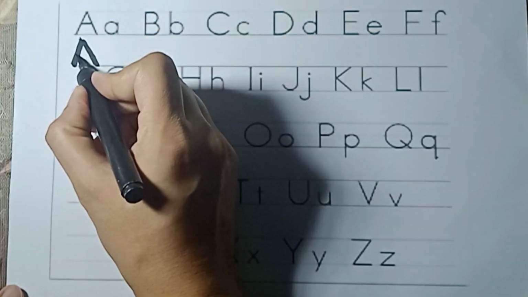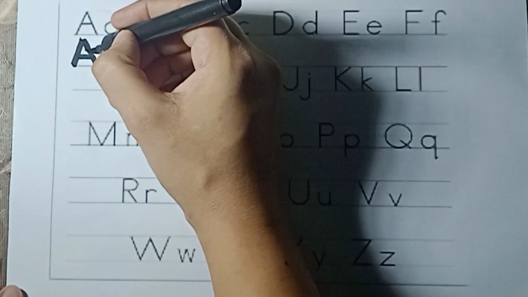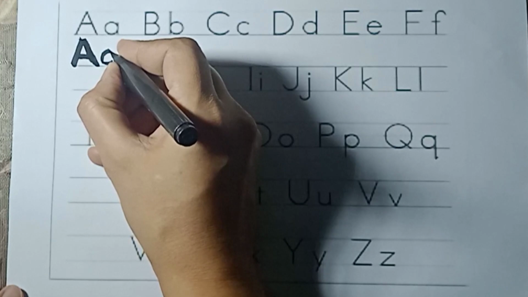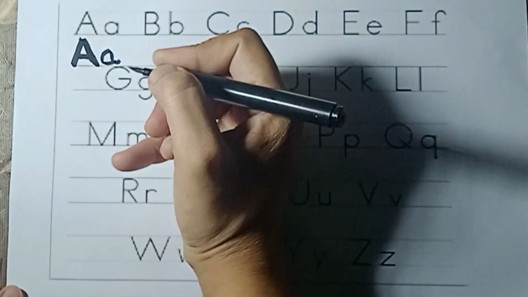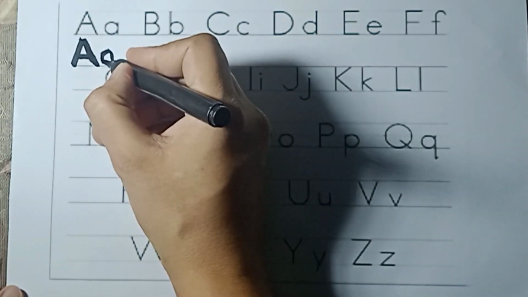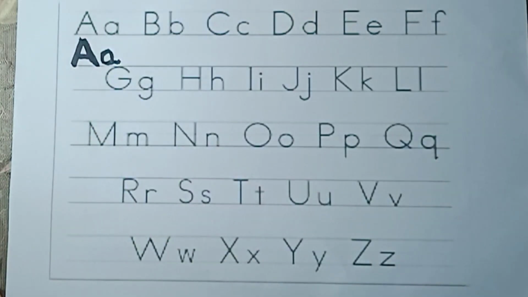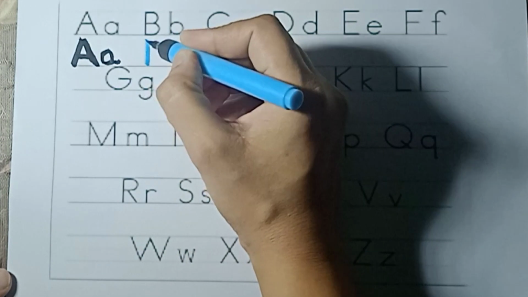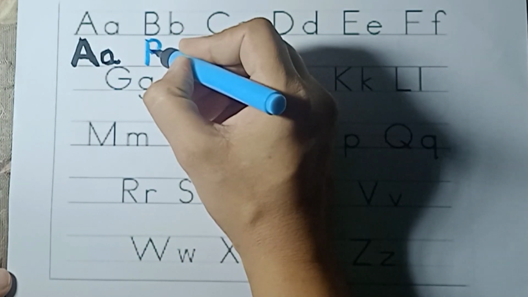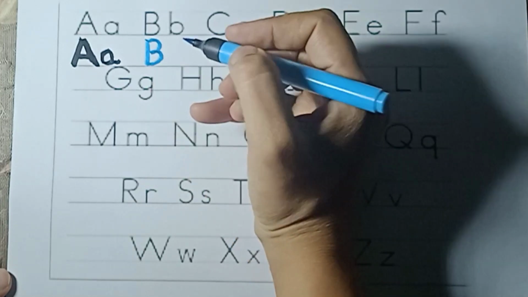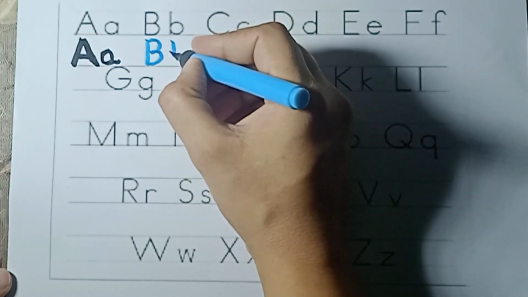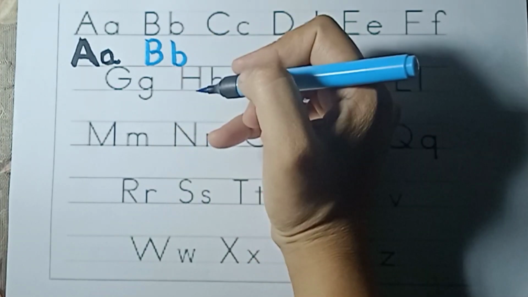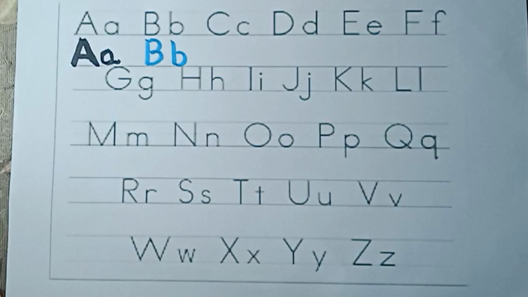A for apple. A for aeroplane. This one is a small letter A. A for apple. Sky blue color B. B for ball. B for bat. This one is small letter B. B for bat.